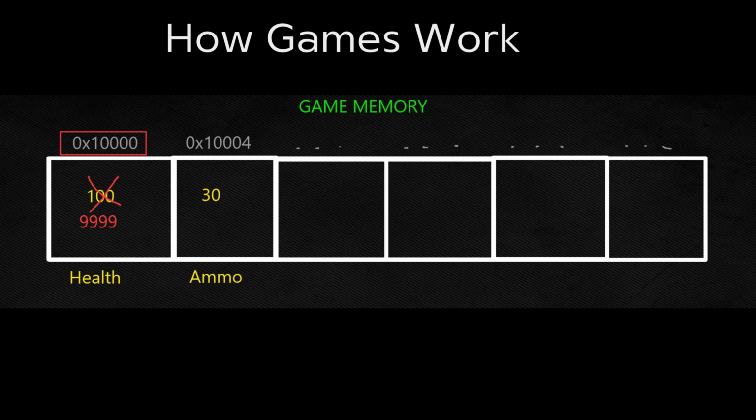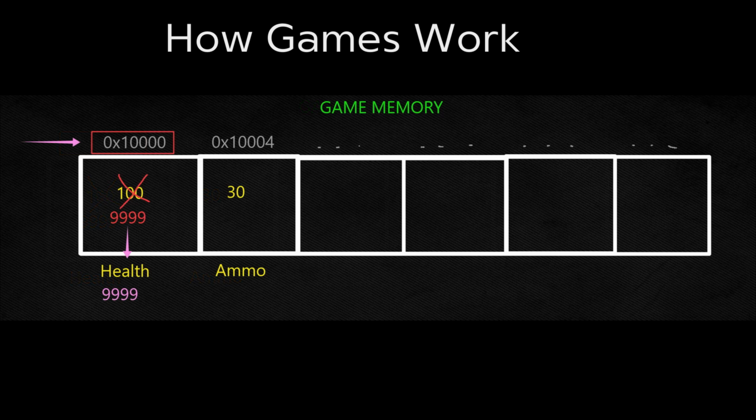If we were to find that 10,000 holds our health, we can go to that address and change what it holds. We could change the 100 into 9999, I guess, or whatever we choose. Now when the game goes to check address 10,000 for our health, it gets what's inside, which is now 9999. So now our health is 9999. So let's see how we can do this with Cheat Engine.